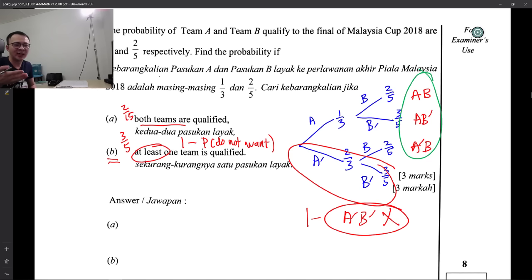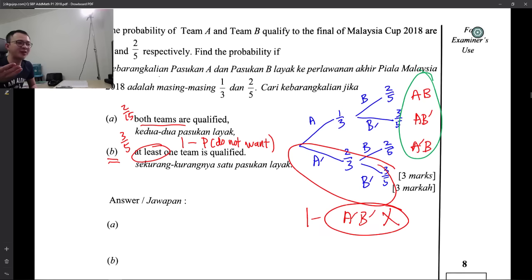In this case, you cannot use the property A or B. You cannot use that case in A or B equals probability A plus probability B minus A and B. We don't do that. I think using the tree diagram is easier than using the Venn diagram, especially if you want to use a set. Set is always my last choice because it's very confusing.